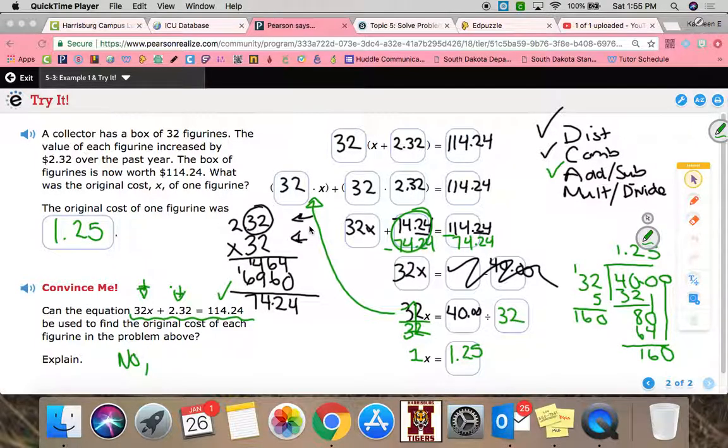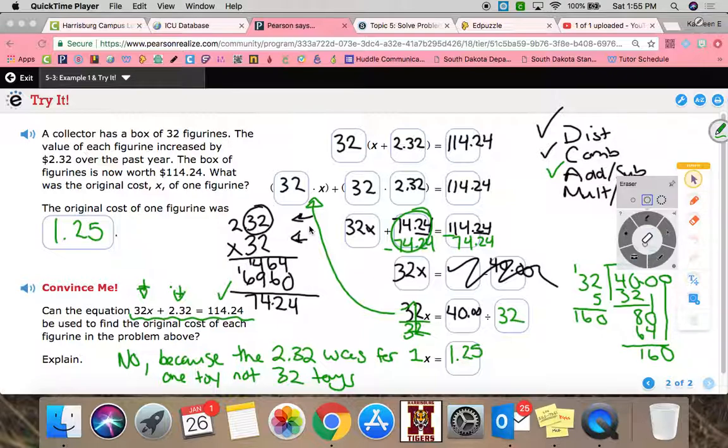And why? Well, because that 232 was for one toy, not 32 toys. Okay, that's why it wouldn't work, because that was for each toy, not all of them collectively.